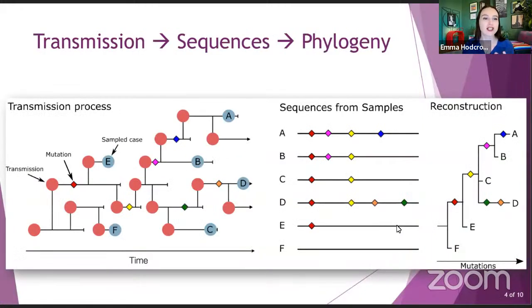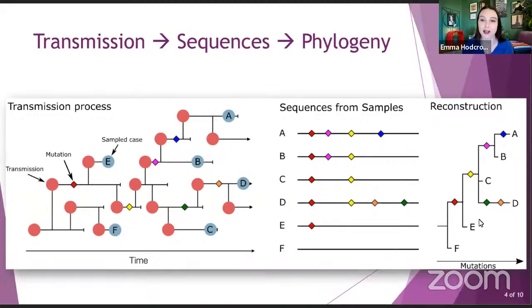So when a virus starts transmitting through a population, it moves from person to person and will sometimes acquire mutations, shown here as these colored diamonds. Now, importantly, most of these mutations don't change how the virus works, but of course, as we've learned, some do. When we get genetic sequences from samples of people who've been infected, we can actually see these mutations, and we can use them to look at which samples are more closely or more distantly related.